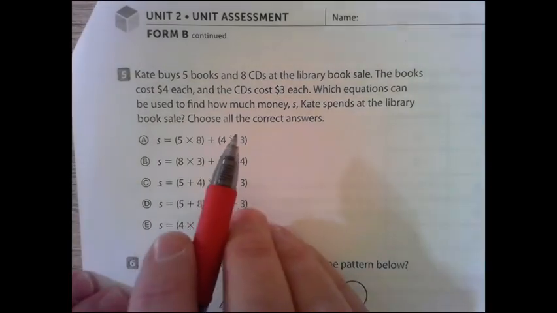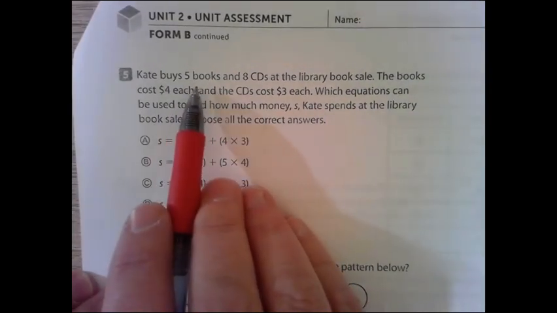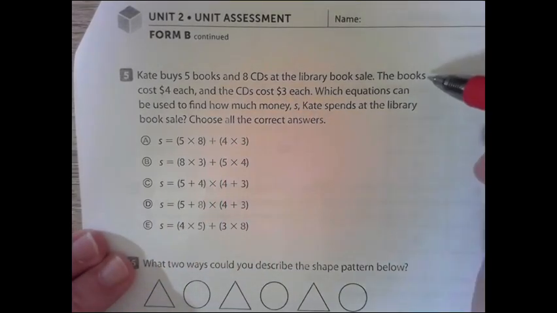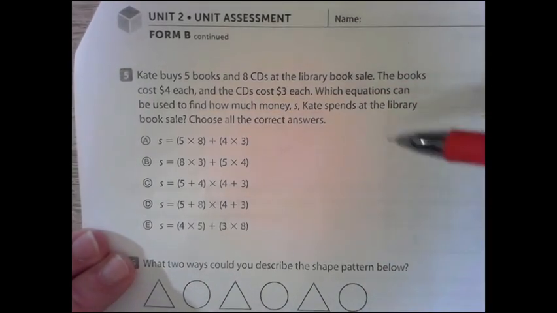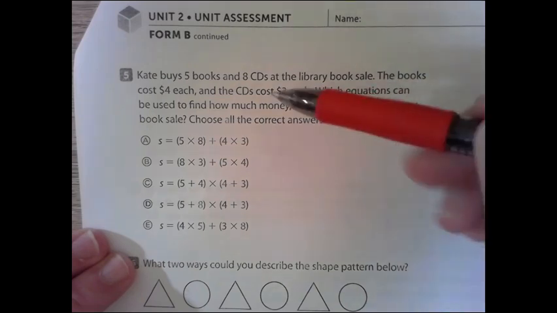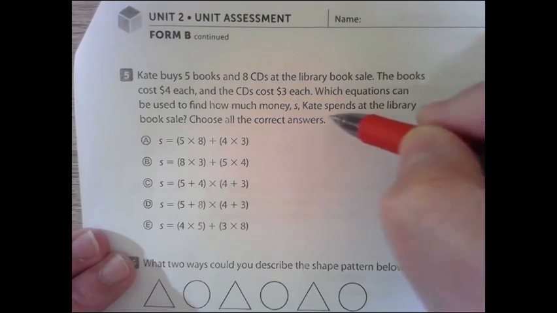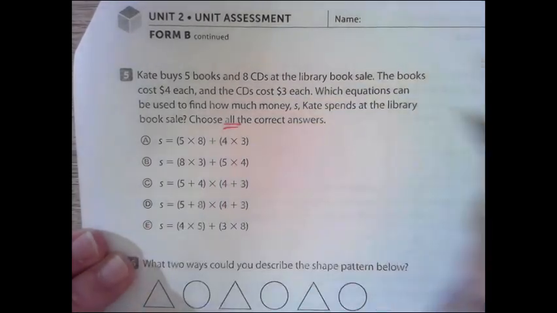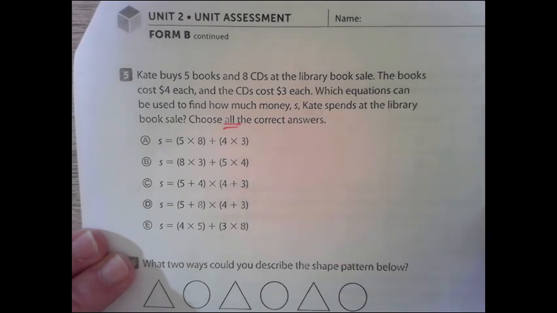Okay, let's continue with question 5, and let's read this together. All right, so it says, Kate buys 5 books and 8 CDs at the library book sale. The books cost $4 each, and the CDs cost $3 each. Which equations can be used to find how much money, and we're going to use S for that, Kate spends at the library book sale? Choose all the correct answers. So again, it's one of those choose all. So we're going to go through each and every one of these and figure out which ones are correct.